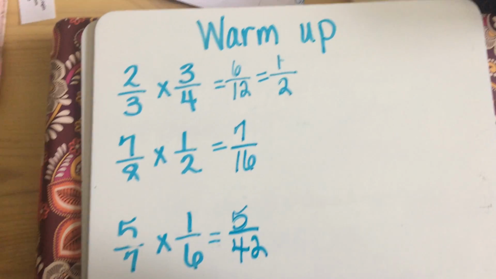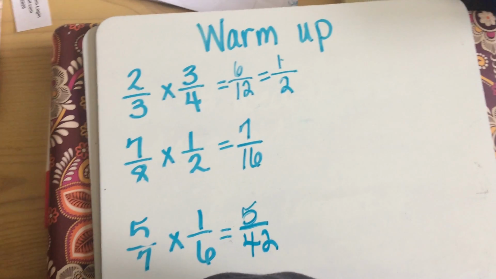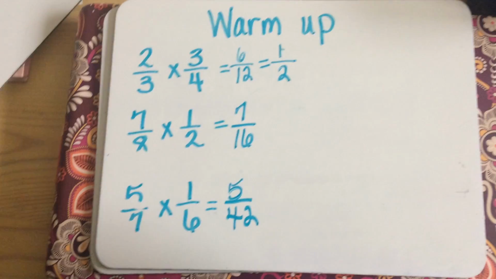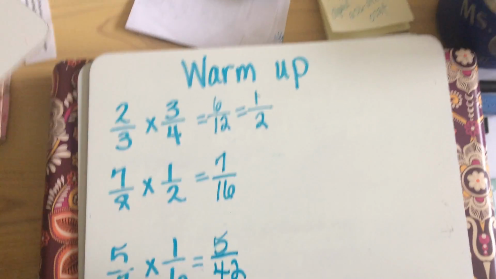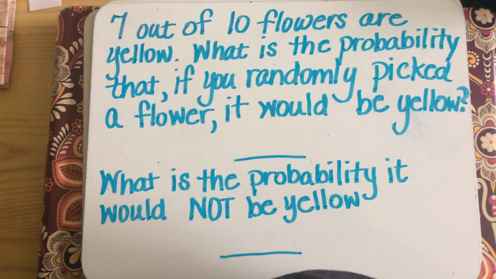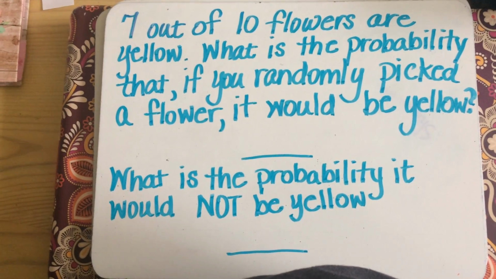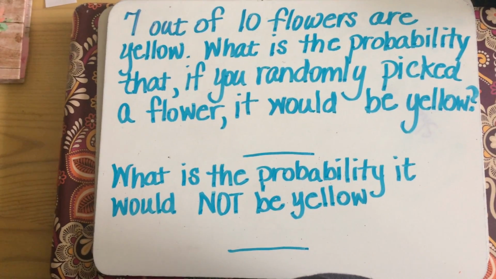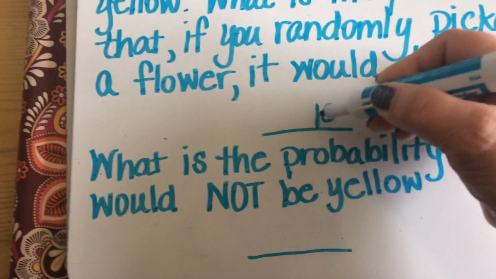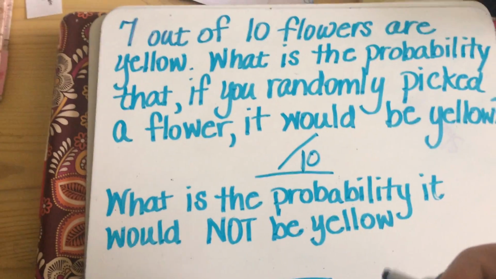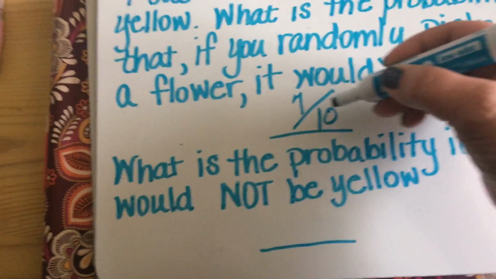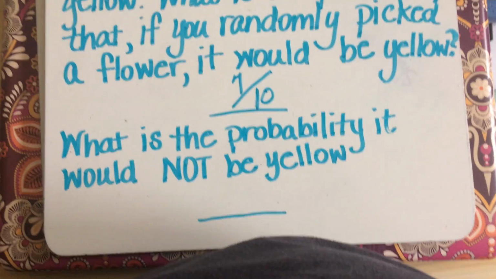Now, today what we're going to do is talk a little bit about probability. Probability is a chance. It's the chance that something may happen. Let's look at a problem to help us understand that better. 7 out of 10 flowers are yellow. What is the probability that if you randomly picked a flower, it would be yellow? Well, you've got 10 flowers. And if you randomly picked a flower, 7 of them are yellow, so you have a 7 out of 10 chance that it would be yellow.